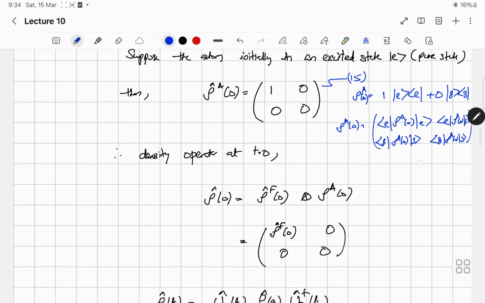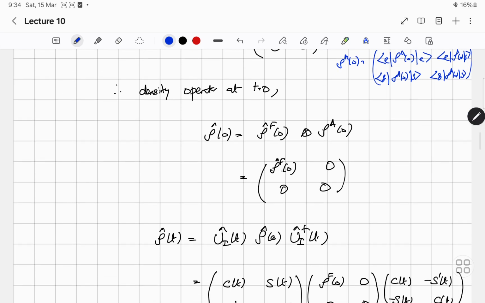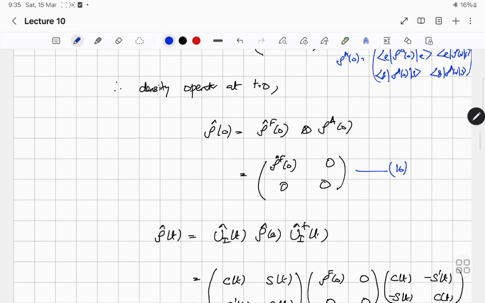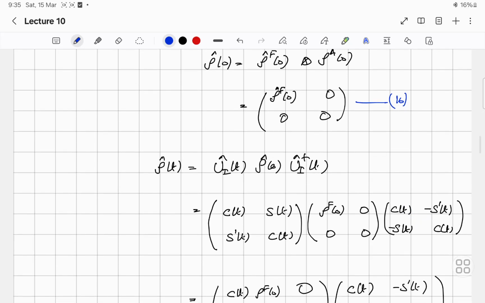Now therefore the density operator at time t equal to 0 in general is rho of 0 equals rho f of 0, the density operator of the field, times the matrix rho a of 0, and rho a of 0 is already obtained from equation number 15, it is 1 0 0 0. So this can be written as rho f of 0 times the matrix 1 0 0 0, and this be my equation number 16. Now this is the total density operator of the combined system at time 0. So at a later time we can find out using the time evolution equation.